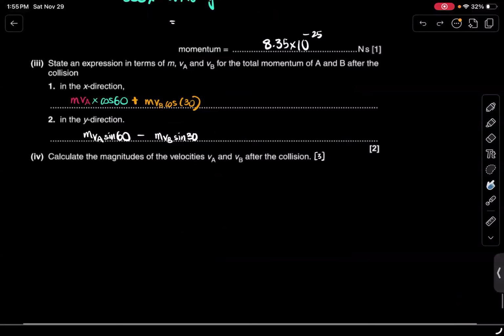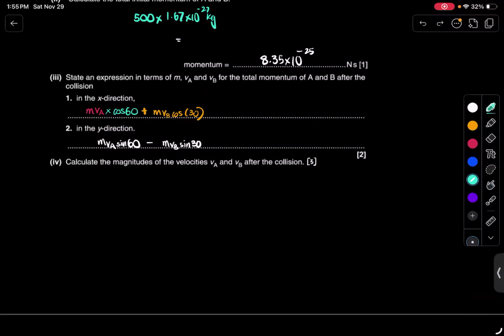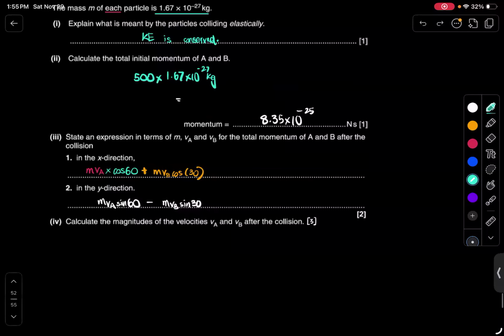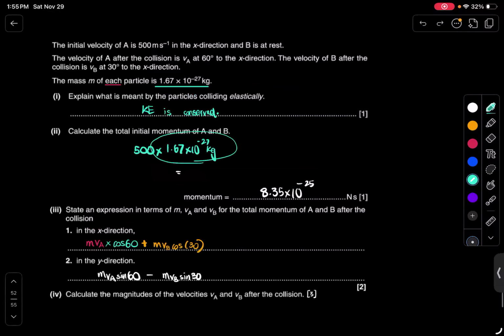Wait, we know the mass, right? Yes, we know what it is. It is 1.67 into 10 to the minus 27. I thought we had the mass. That's why I was confused. No, we calculated it over here.